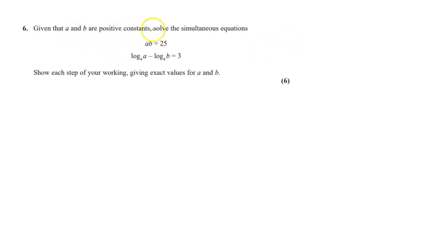Given that a and b are positive constants, solve this. ab is equal to 25. We can use any relation from there. We can use a is equal to 25 over b, or we can use b is equal to 25 over a.